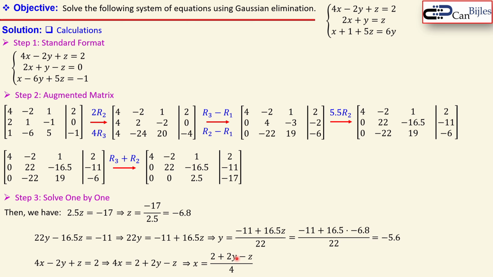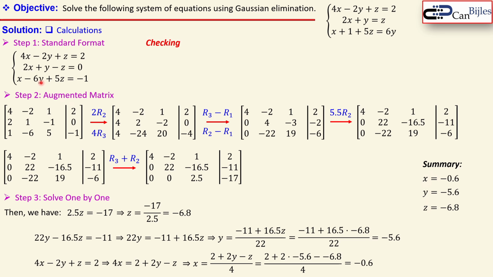And now we can substitute the y, which is determined here, and z, which is determined here, so we have it here. And that will result in minus 0.6. Now we have all the unknowns for this set of equations. Okay, now the summary is, these are the results, x, y, and z. Let's check our results by substituting these values in this set of equations.